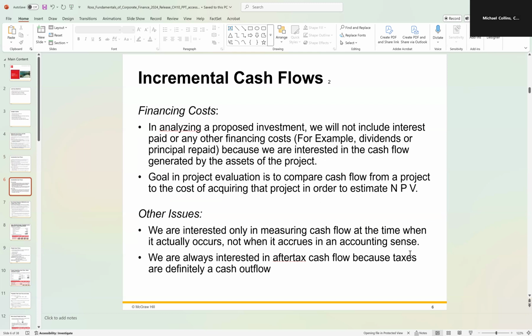Financing costs are another important consideration, especially in today's environment where financing costs tend to be higher than they have been really for the last 15 years. In analyzing a proposed investment, we will not include interest paid or any other financing costs because we are interested in the cash flow generated by the project.